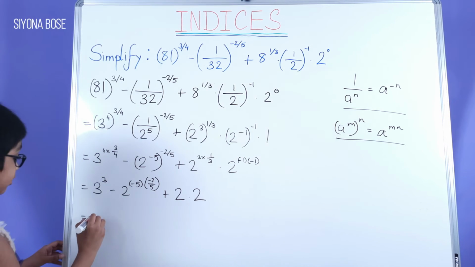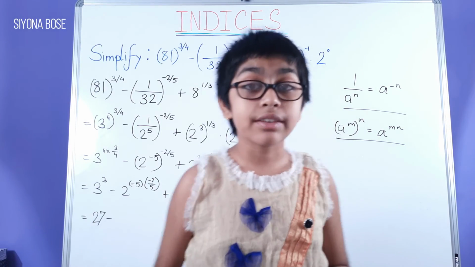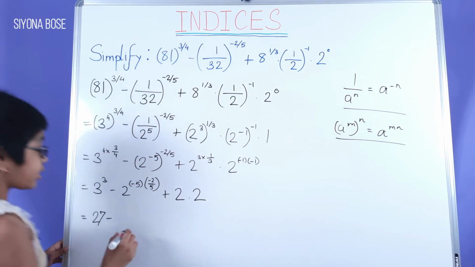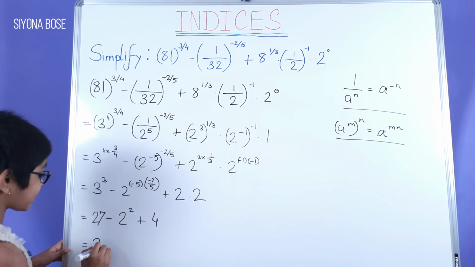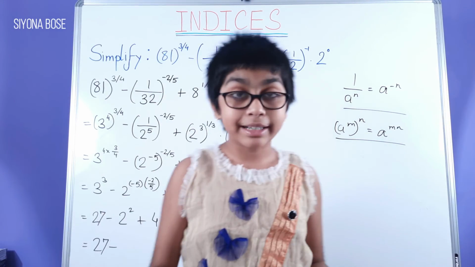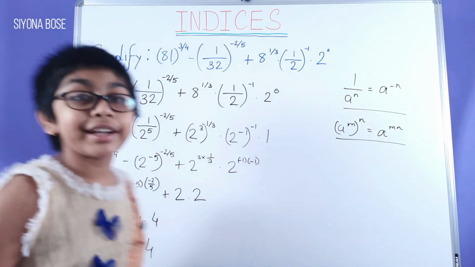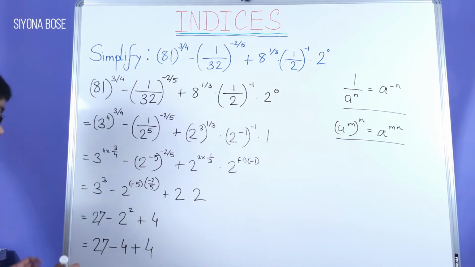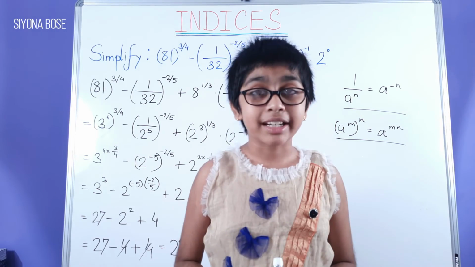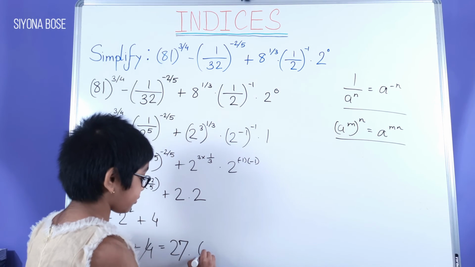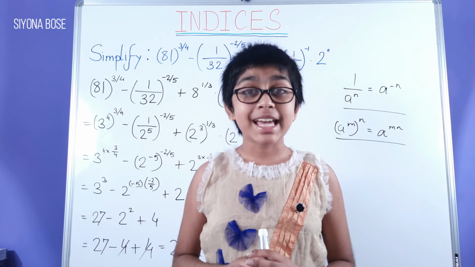Here we have 27. And here, since minus 5 and 5 gets cancelled, we are left with 2 to the power of 2 plus 4. That gives us 27 minus 2 squared is 4, minus 4 plus 4. And clearly, minus 4 and plus 4 can be cancelled, which leaves us with 27. And this is our final answer. Now you may take a look at the board.